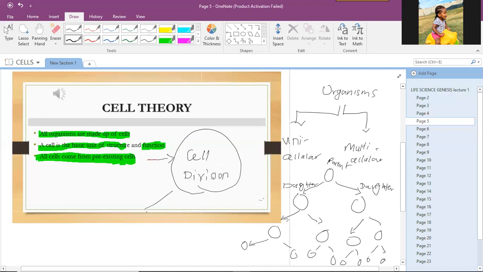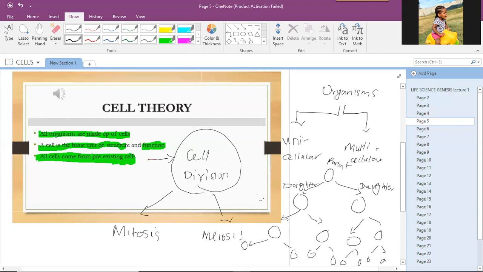Then in the future, we're going to realize that this cell division is made up of two types of cell division. The division for the rest of your body, known as mitosis, and the division of your reproductive cells, known as meiosis. So we're going to look at mitosis and meiosis and Mendelian genetics in the future.